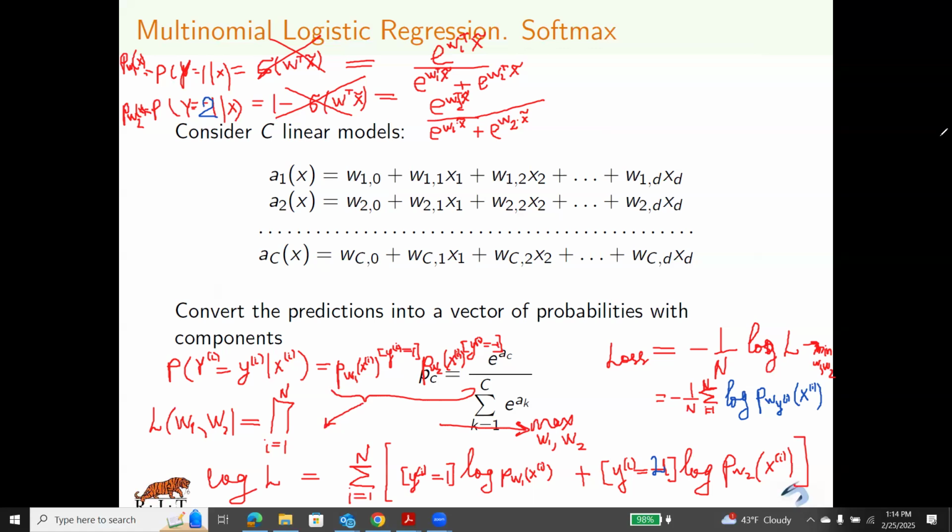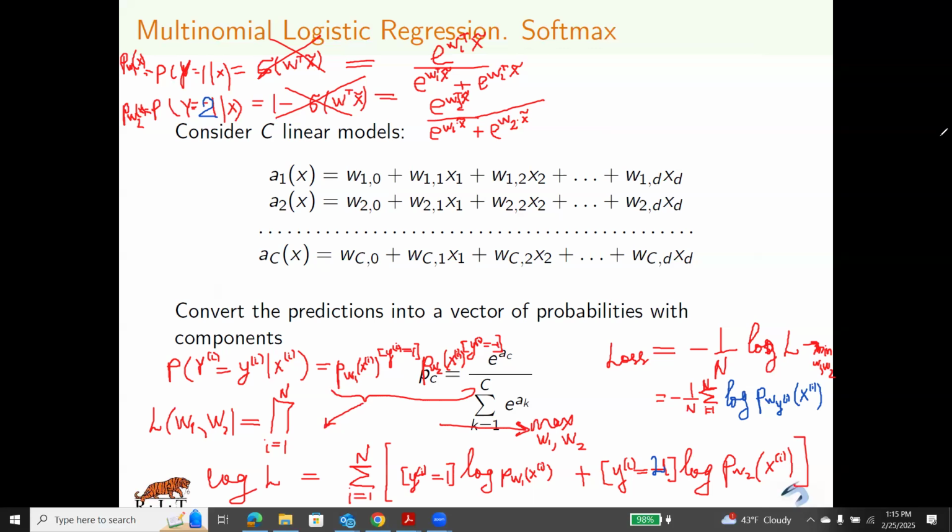So for problem 3, it would be nice if you would write the formula for probability. You will have C terms, then take the log, you will get this formula, and finally, because only one term will be non-zero, it will be simplified.